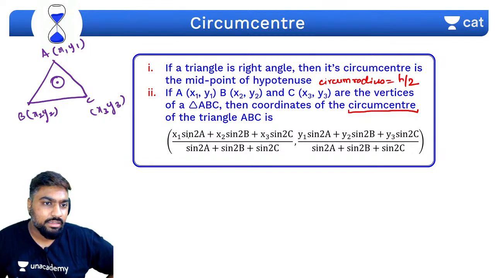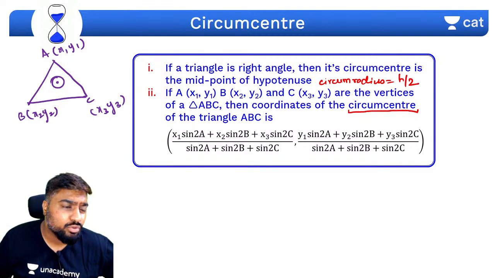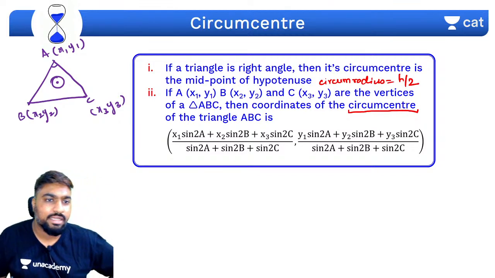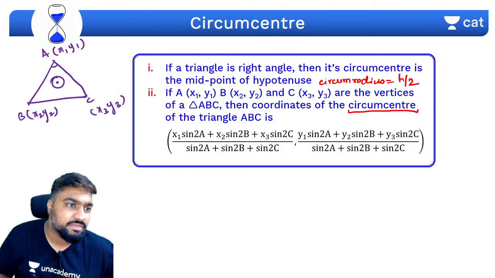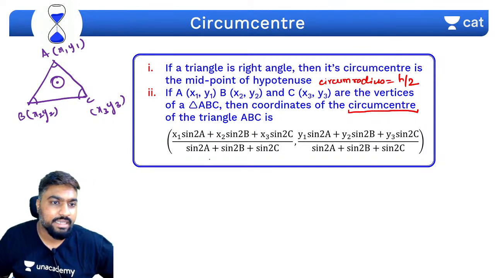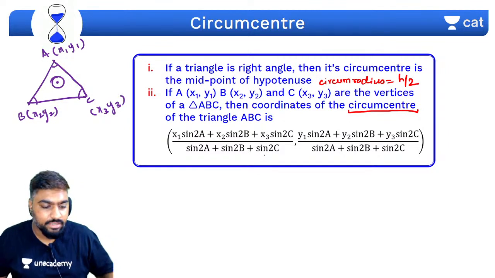Go x1 times sine 2A, right? Opposite side over hypotenuse. So sine 2A plus x2 into sine 2B plus x3 into sine 2C, divided by sine 2A plus sine 2B plus sine 2C.